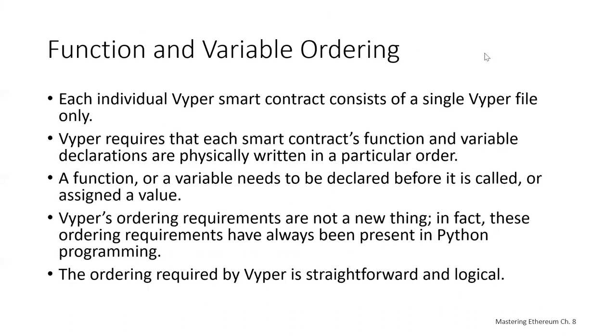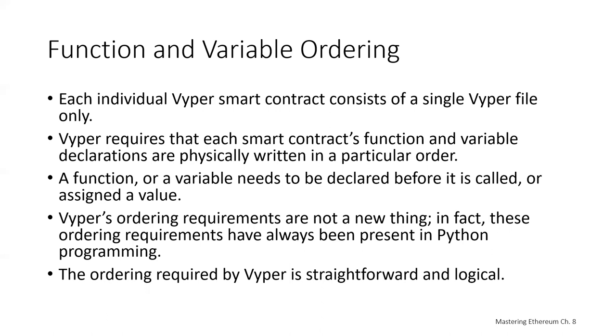Let's talk about function and variable ordering. Each individual Vyper smart contract consists of a single Vyper file. In other words, all of a given Vyper smart contract code, including all the functions, variables, and so on, exists in one place. Remember, there's no inheritance. Vyper requires that each smart contract's function and variable declarations are physically written in a particular order. Solidity does not have that requirement. So a function or variable needs to be declared before it's called or assigned a value.